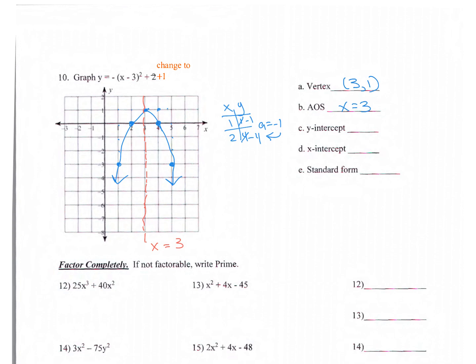My y-intercept, I can't see it. So I'm going to substitute in x equals 0. And I get y equals -(0 minus 3) squared plus 1. So y equals -(0 minus 3, that's a -3) squared plus 1. Y equals negative, and then times 9. -3 times -3 is a +9, plus 1. And so now this is a -9 plus 1, or a -8. So my y-intercept is (0, -8).